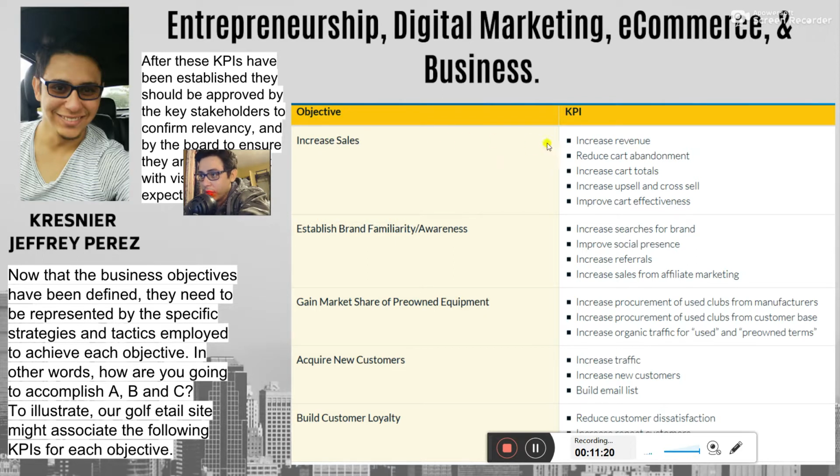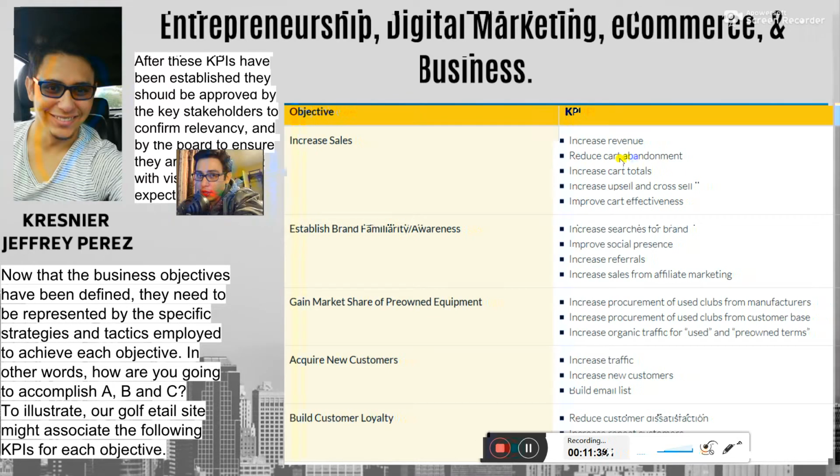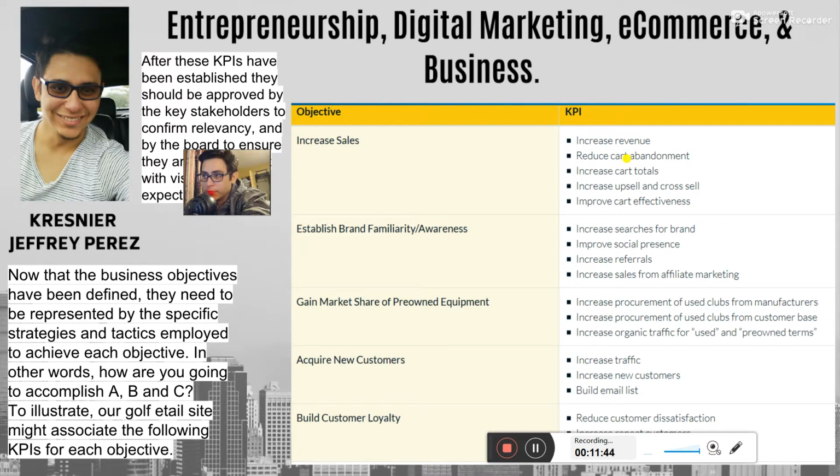So for increased sales, the KPI focus could be increase revenue, reduce cart abandonment, increase cart totals. And just so you know, cart abandonment, that's referring to checkout cart. So it's a page. So they're saying reduce the people that are leaving whenever they have added an item to cart. So you're reducing cart abandonment. Increase cart sales, so that's the opposite. So you're increasing that. A lot of the times that's based off design for the most part, or the content within the website. Increase upsells and cross sells, improve cart effectiveness.